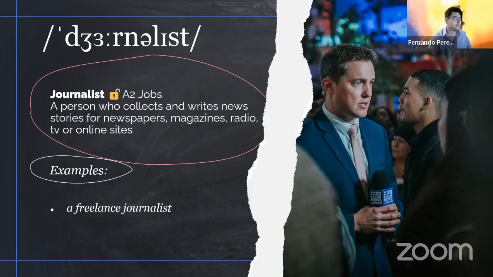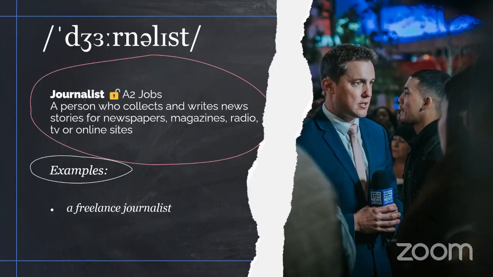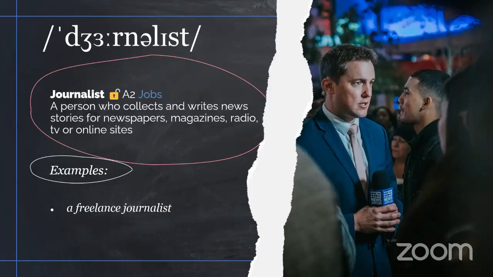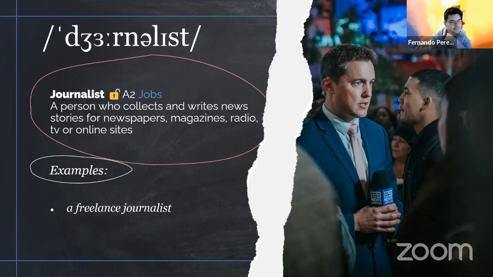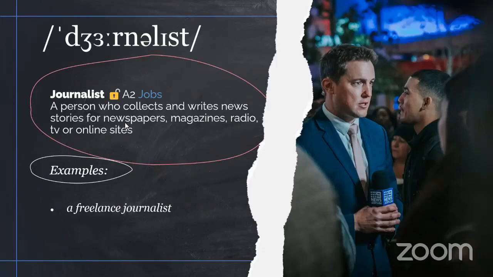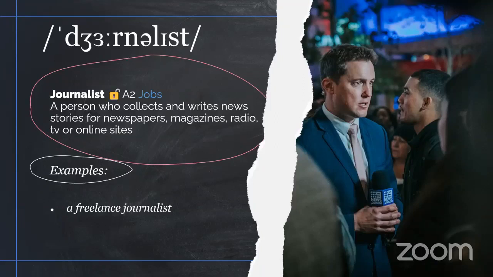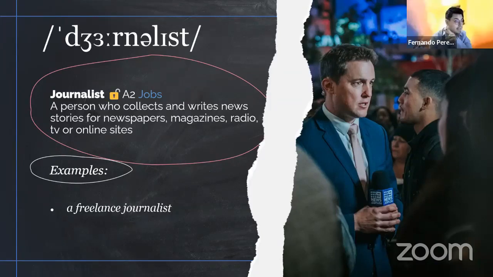Journalist. Perfect. Everybody, pronunciation. Journalist. Fernando, what's a journalist? A person who collects and writes news stories for newspapers, magazines. Stories for what? For newspapers. Pronunciation. Okay, newspapers. Yes. Magazines, radio, TV, or online sites. Okay, the second is correct.